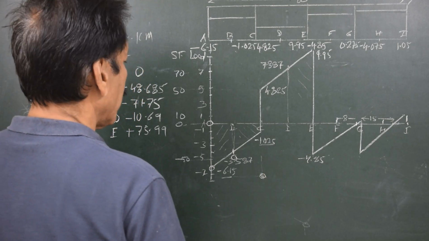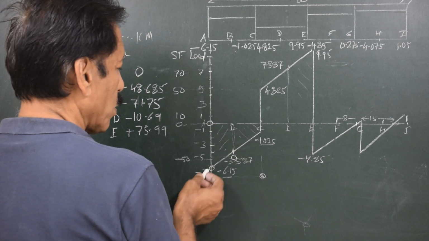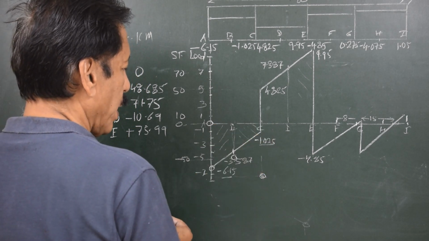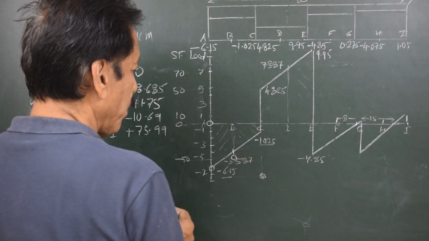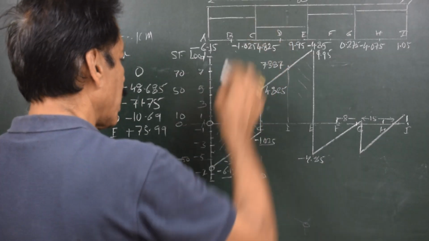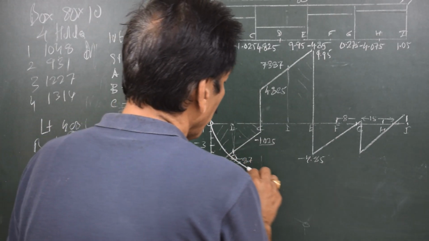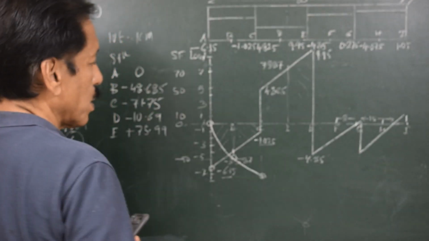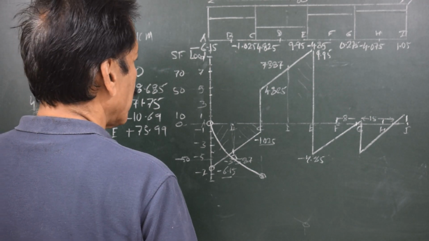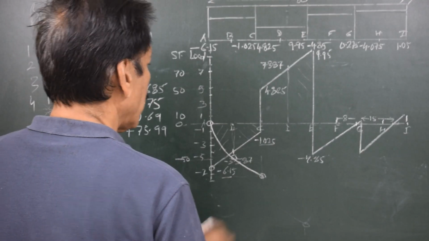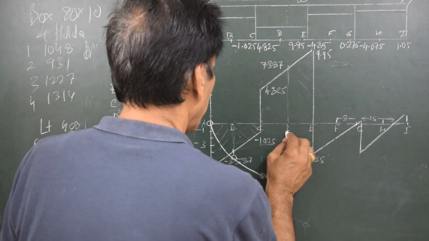And first of all, let me draw this curve. This curve cannot be a straight line because the previous curve is a slant straight line. And I have to draw from A to C in such a way that the center of curvature is up. So the curve goes like this. So this is the shear force curve. Similarly, the value at D is minus 10.69. So minus 10.69 is over here.